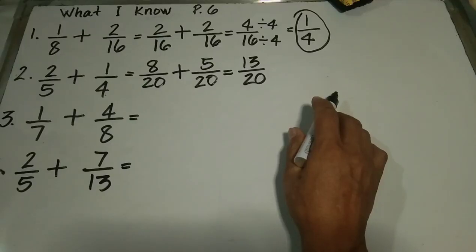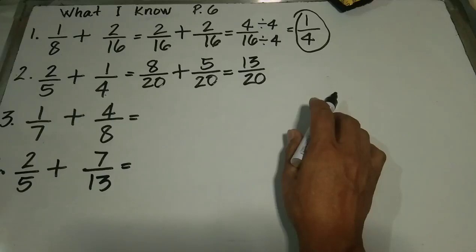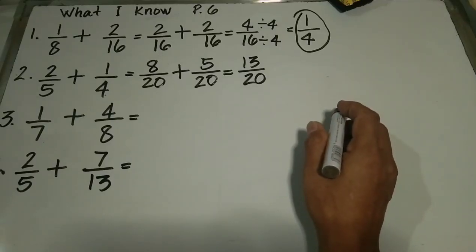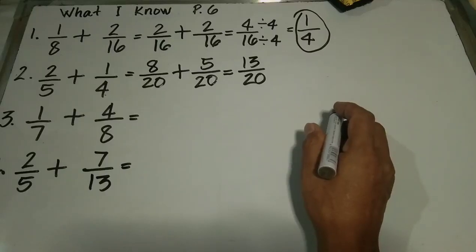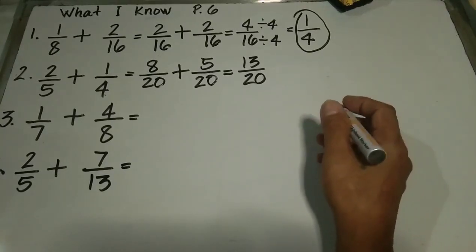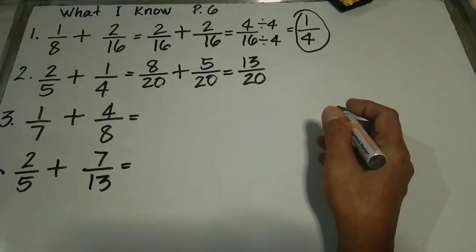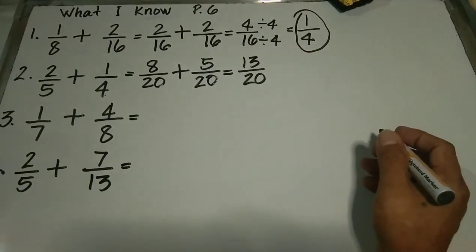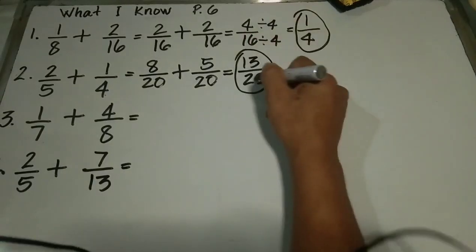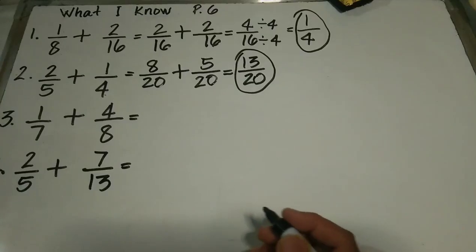So 13 over 20. Can we reduce this one? How do you look at it? As I've told you, when one of your denominator or numerator is a prime number, then that is not reducible anymore, because there is no other factor for a prime number except itself multiplied by 1. So 13 times 1 is the only factor for 13. So this is now your final answer.